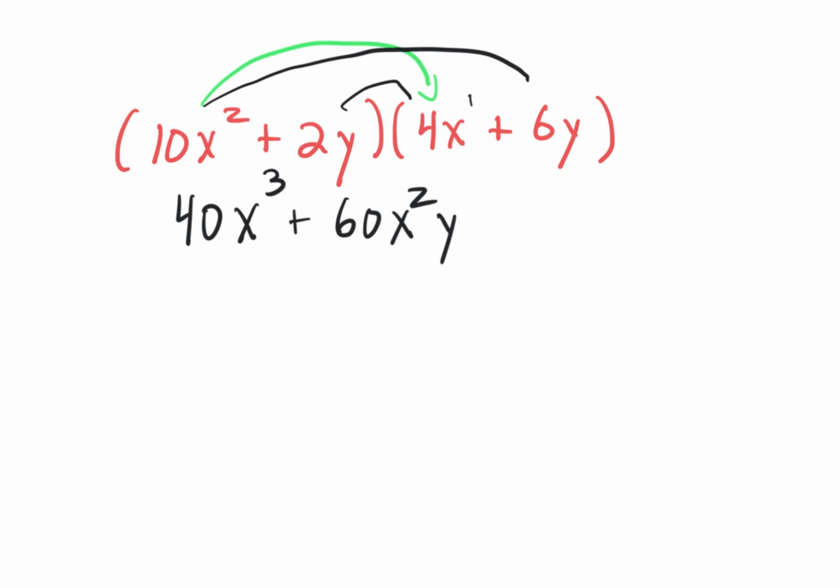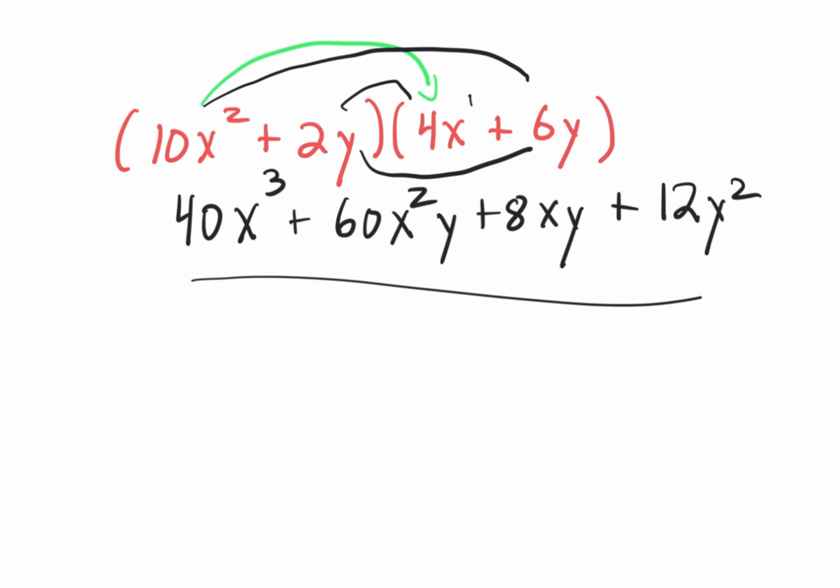2 times 4 is 8. Just to keep it in alphabetical order, I'm going to put xy there. We've got an x there, we've got a y there. We just combine them for 8xy. And then the last is 2y times 6y. 2 times 6 is 12. Y times y is y squared.